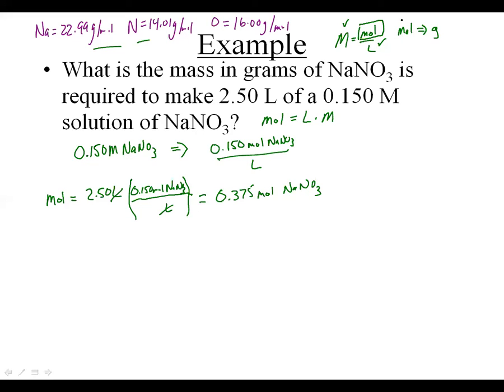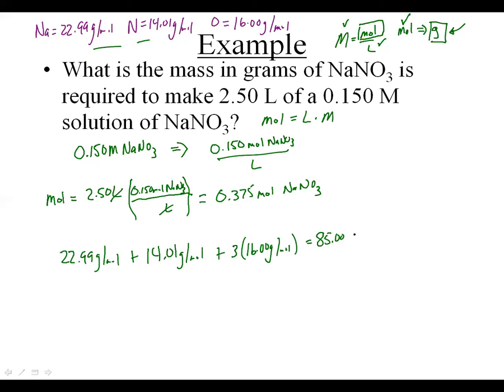Again, that gets us to basically here, which is good. We have one more step to go because in this case, we are not looking for moles, but we are looking for grams. So that is what our periodic table is going to help us do, our molar mass. So we have one sodium at 22.99, one nitrogen at 14.01, and three oxygens at 16 each from the periodic table. And that's going to give us our molar mass. So that's going to be some type of number. We'll go with 85 grams per mole.